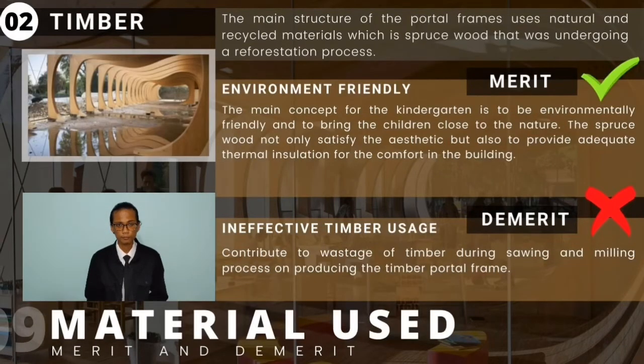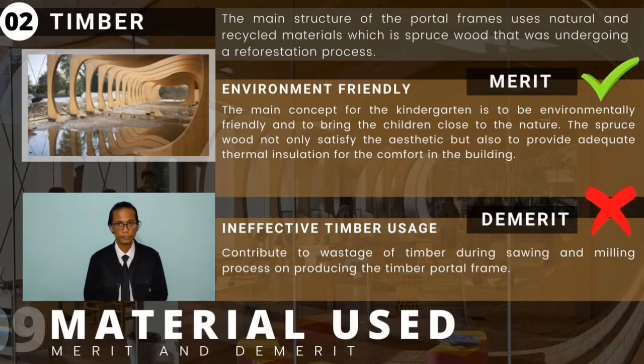The main structure of the portal frame uses natural and recycled material that has low environmental impact to the ecosystem. The raw material, which is spruce wood, was supplied directly from the alpine area which was undergoing a reforestation process. The merit of the material is that it is environmentally friendly. The use of spruce wood not only satisfies the aesthetic but also provides adequate thermal insulation for the comfort of the building. By the application of stack effect in natural ventilation, the heat from the section of the kindergarten will be pushed upward, leaving the cooler air inside the building and the hot air outside the building.